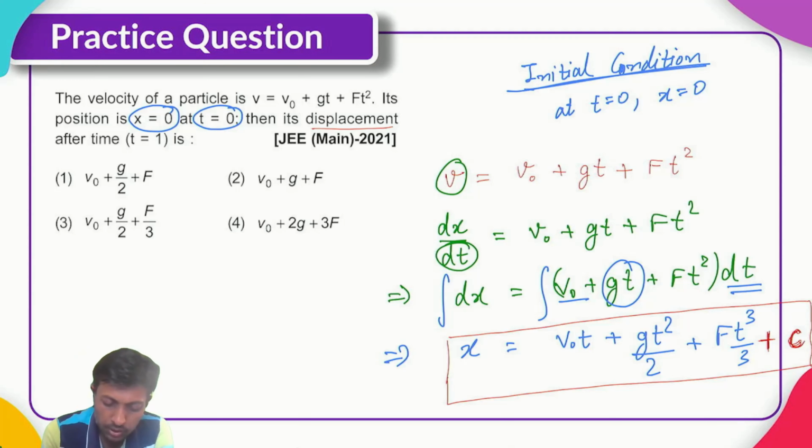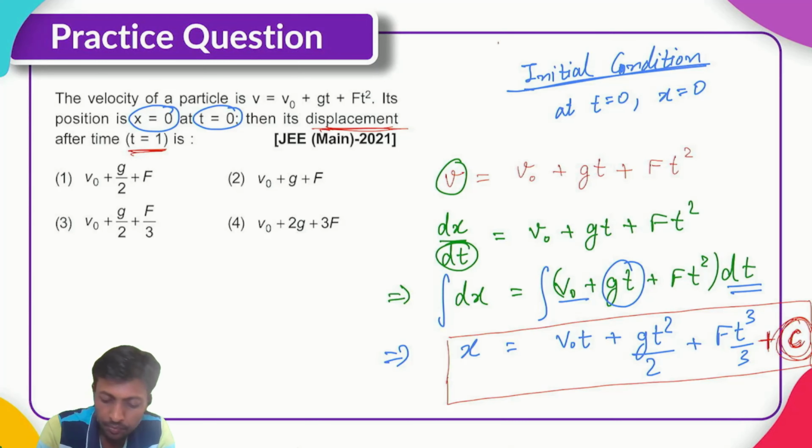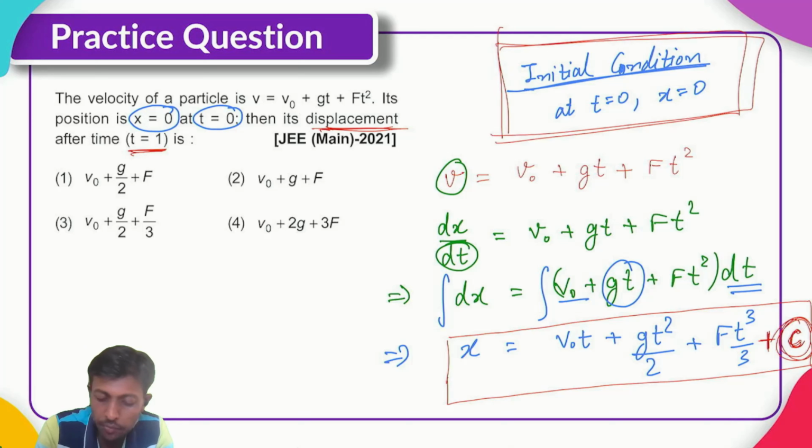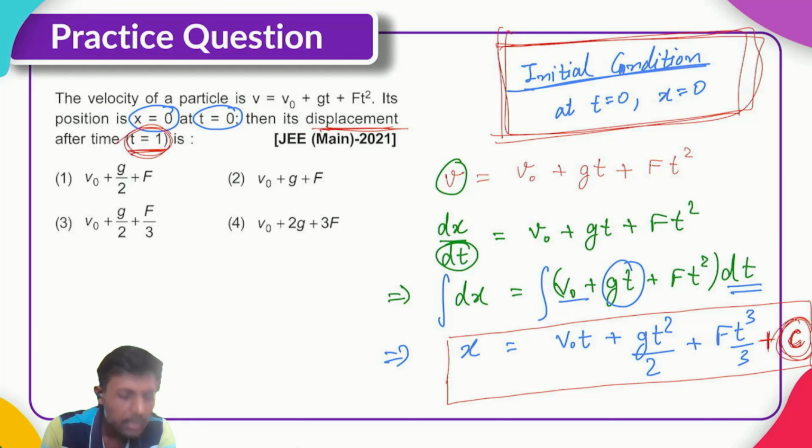Now, if we have to find out the displacement at time t equal to 1 second, all we have to do is substitute t equal to 1 and I'll get my answer. But before that, I have to find out that c, this constant here. Now, how can I find out that constant? Is any other information given in this question? Anything else which can help us figure out that constant? The initial condition. Let's use that initial condition and find the constant first, and then we'll substitute t equal to 1 and find our answer.